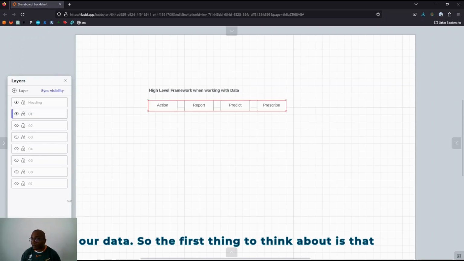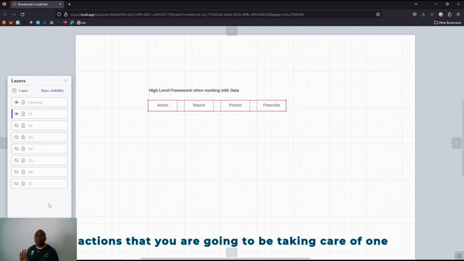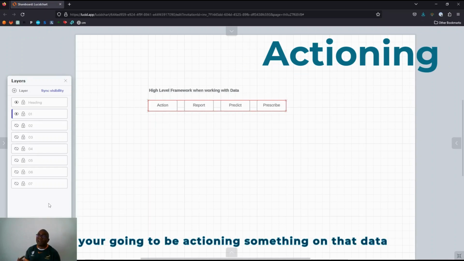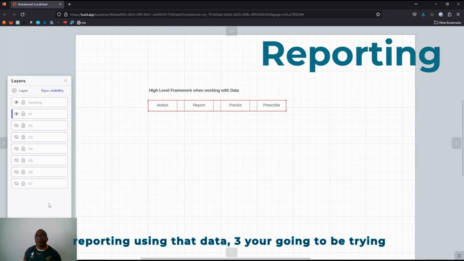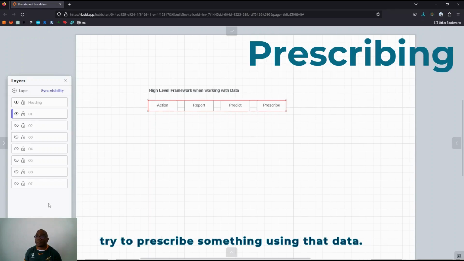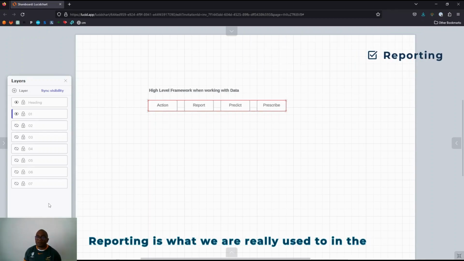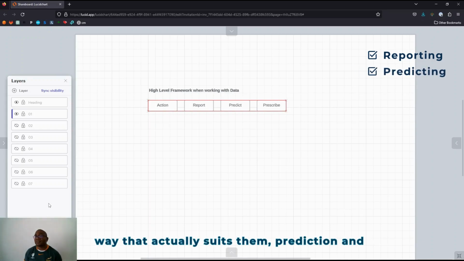So the first thing to think about is that when you're working with data, there's 4 general actions that you're going to be taking care of. One, you're going to be actioning something on that data really quickly generally. 2, you're going to be reporting using that data. 3, you're going to be trying to predict stuff using that data. Or 4, you're going to try to prescribe something using that data. Reporting is what we're really used to in the data world. It's slapping together a dashboard, it's creating sometimes Excel or PowerPoint presentations, it's providing information back to a business stakeholder in a way that actually suits them.